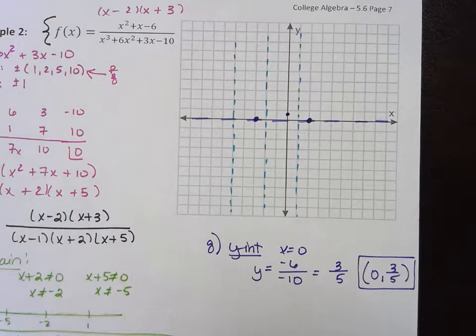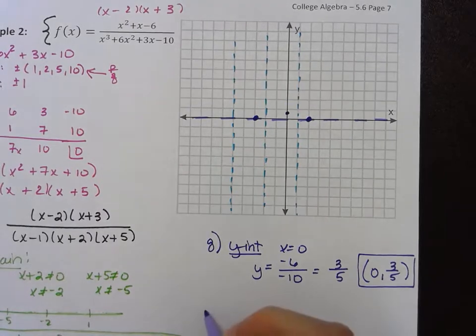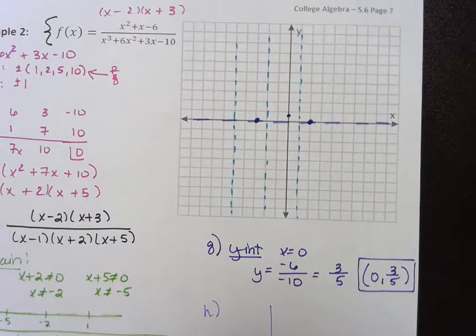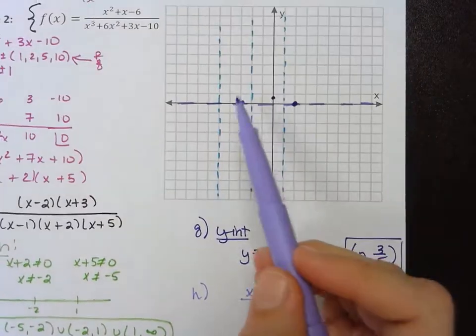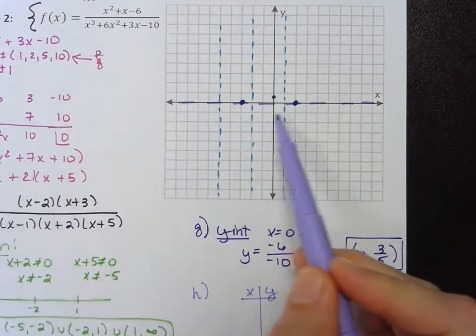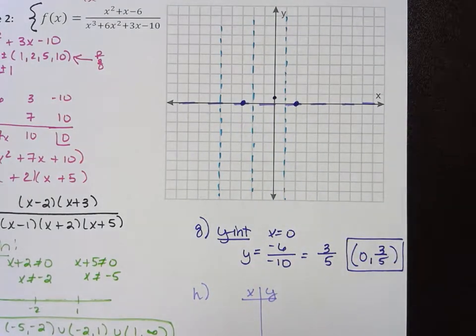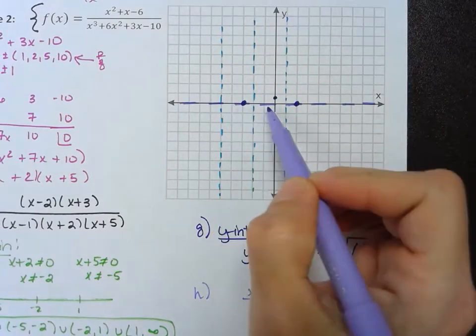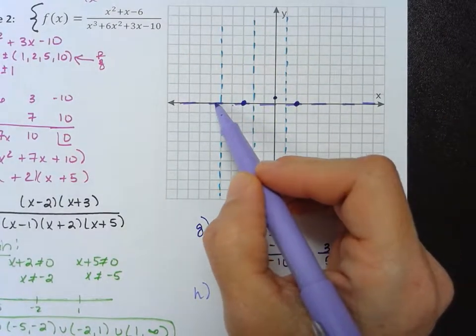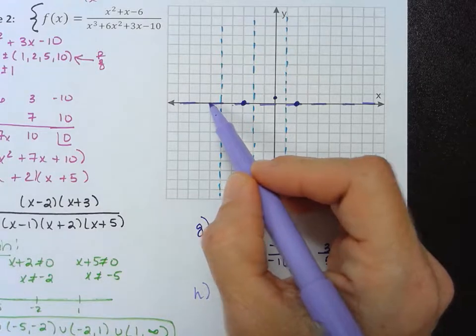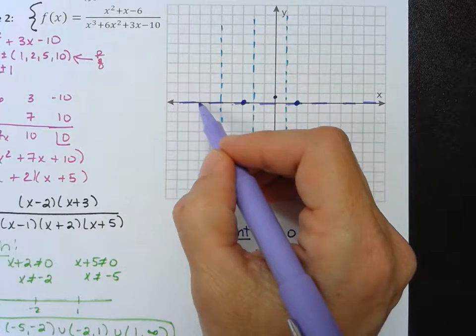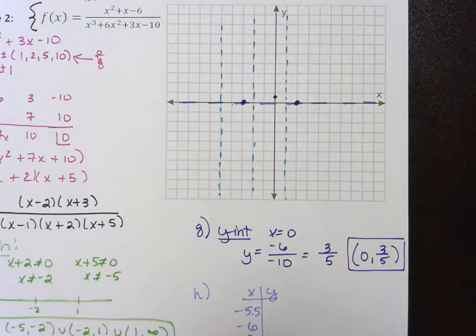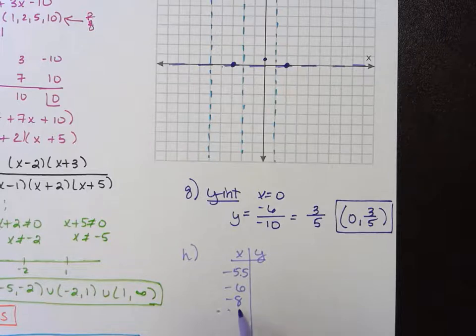We need to find a few more points on our graph. So remember, this time we have 1, 2, 3, 4 sections. We need at least 3 points in each section. So 1, 2, 3, 4, 5. I think I'll pick negative 5.5 and negative 6. And then I'll go maybe 1 or 2 more. We can do negative 7 or negative 8. That'll give me 3 in that first section.